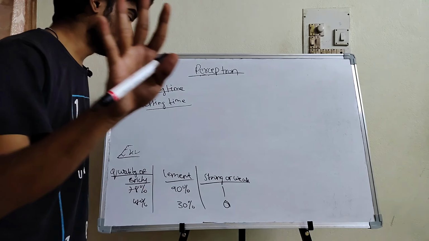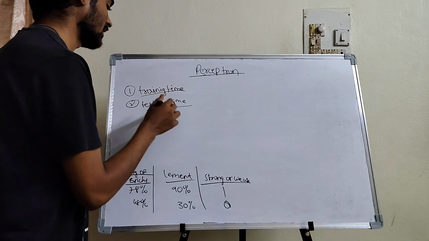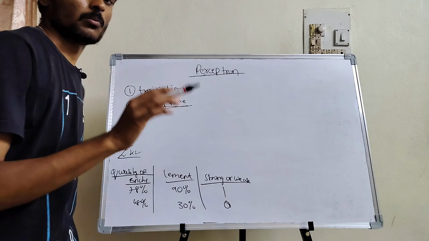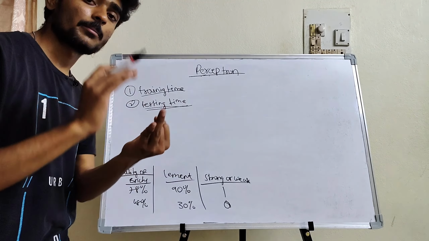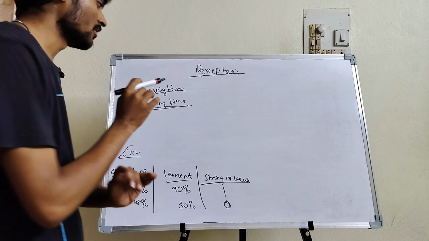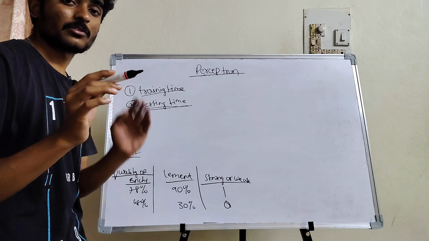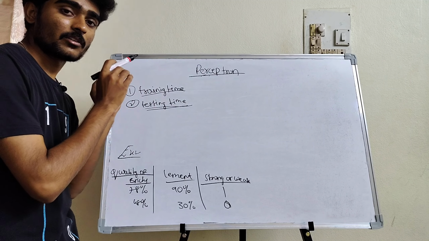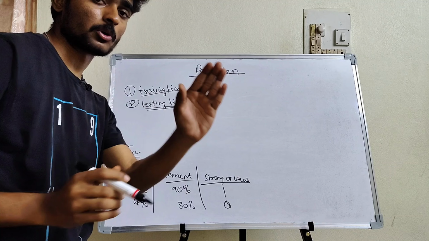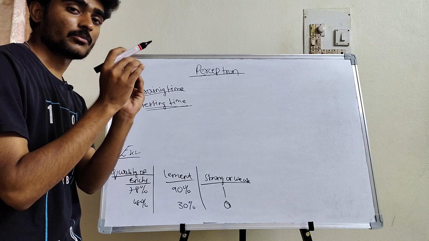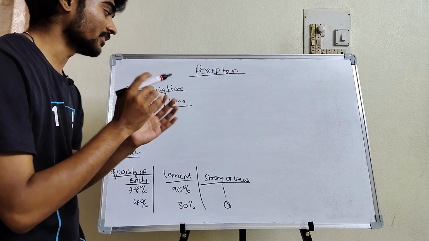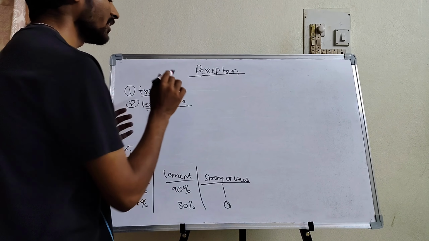Okay, now let's see two things. One is training time and second is testing time. What happens in training time? What happens in testing time? We'll see these two things. In training time, we have seen previously how the inputs are forward propagated, and weight updation is done by calculating the error. That all is done in training time.